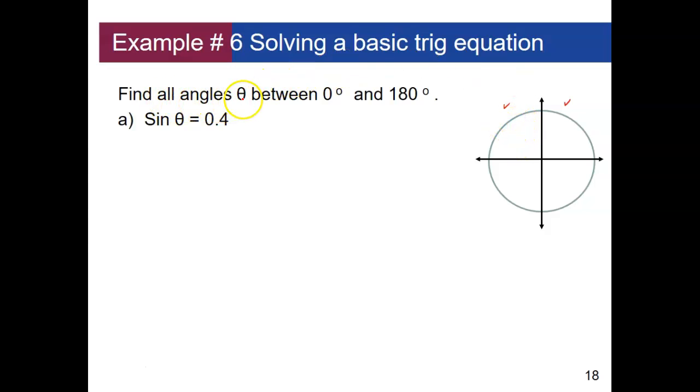We're asked to find all angles of theta between 0 and 180. So basically for sine, I'm only going to be looking at 0 to 180. So I'm going to forget that the bottom part of this circle even exists. I'm just going to look at this top part here. There's a place somewhere over here where sine is 0.4, but there's also some place over here where sine is 0.4. So to get rid of sine, I'm going to have to do inverse sine.